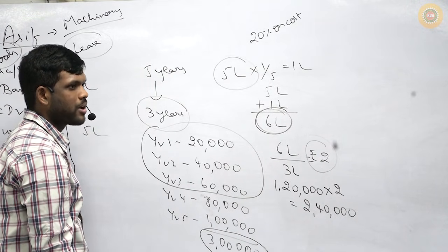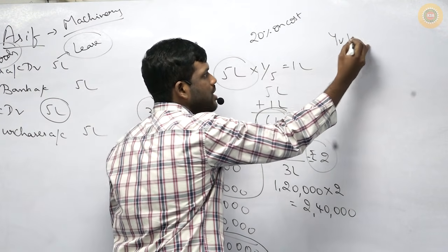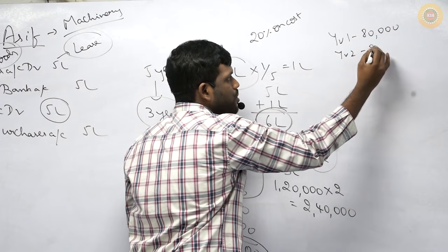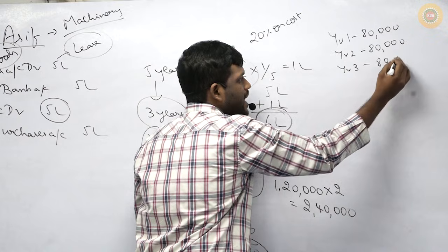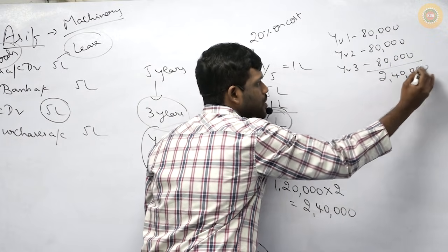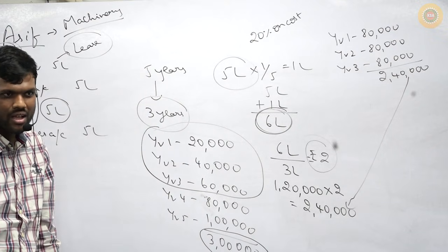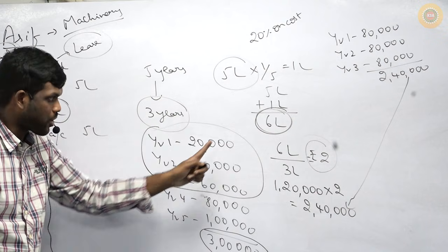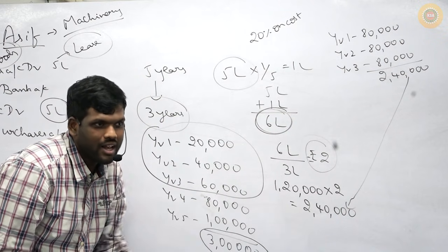Sir, in the agreement, how did Asif write this? In the agreement, Asif wrote, year 1, give me 80,000. Year 2, give me 80,000. Year 3, give me 80,000. So how much will Asif get in total? 2,40,000. He will recover what he wants. Did you understand how Asif arrived at this? In the question, you have to arrive at this yourself.